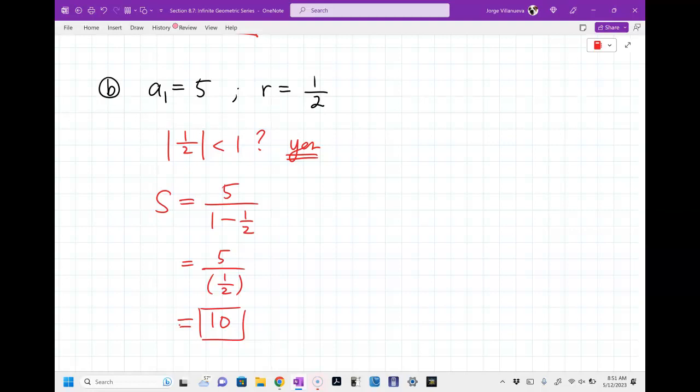Remember, it's not 1/2 of 5, it's 5 divided by 1/2. So the 2 is going to flip over. 5 times 2 gives you 10. So you have like 6 problems like that, where they're just going to give you A1 and R, and they're going to say, can you do it, yes or no? If you can, do the work. If you can't, say diverges, can't do it.